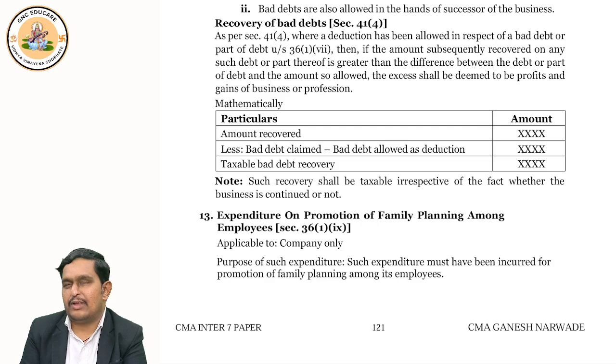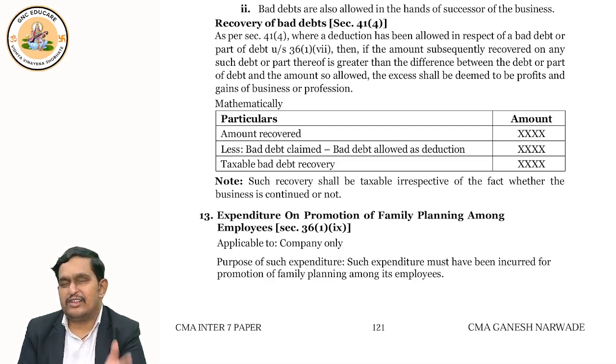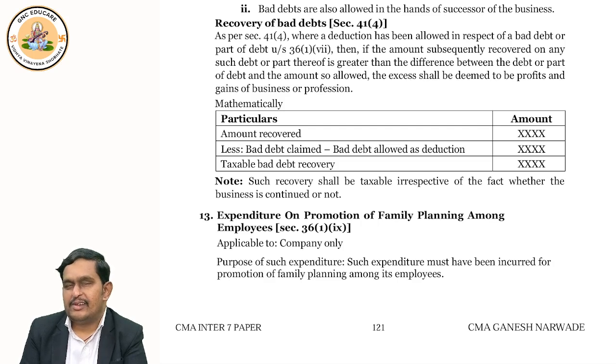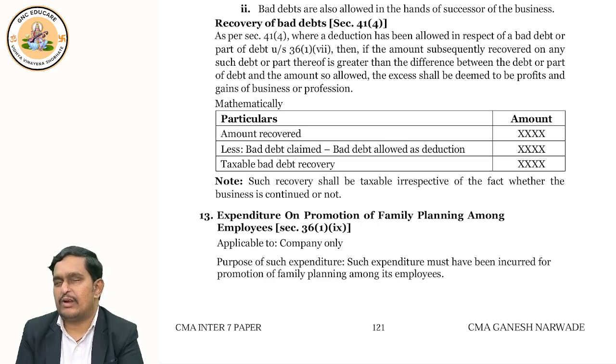Sometimes what happens? Father wrote it off as bad debts. He transferred the business to son. Now the successor, we can use the word, and son recovered the money. Is it an income to son under section 41? The answer is yes. If it is bad debts recovered, it is income under section 41.